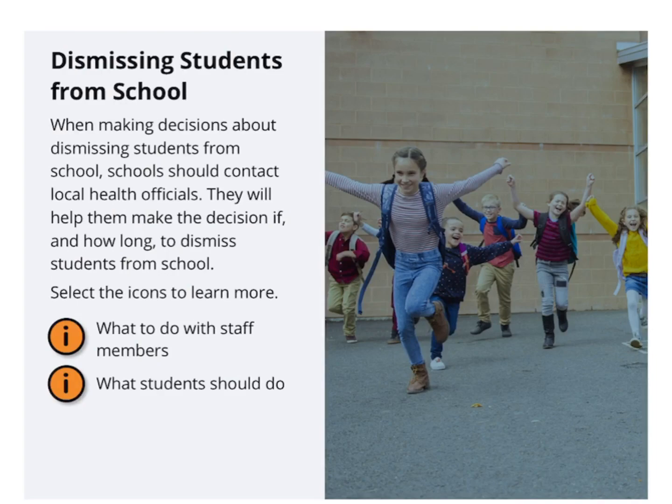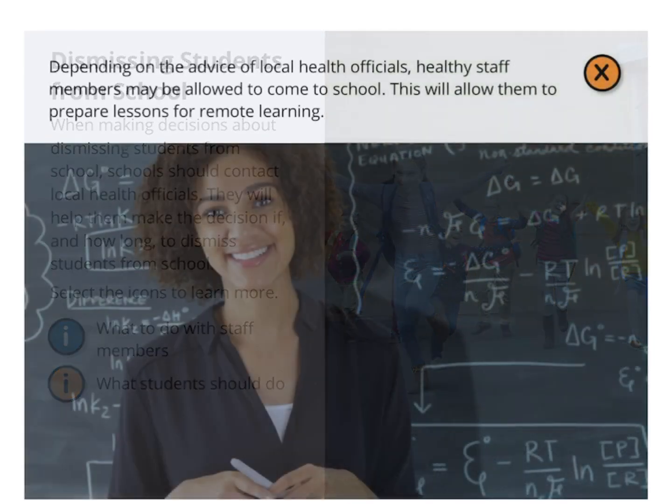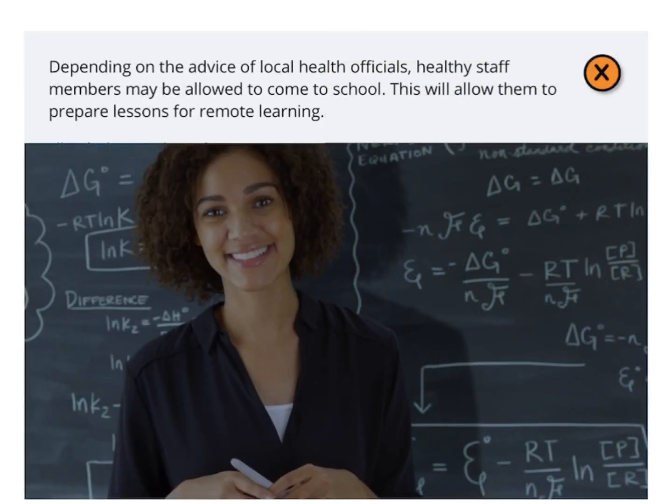When making decisions about dismissing students from school, schools should contact local health officials. They will help them make the decision if and how long to dismiss students from school. Select the icons to learn more. Depending on the advice of local health officials, healthy staff members may be allowed to come to school. This will allow them to prepare lessons for remote learning.